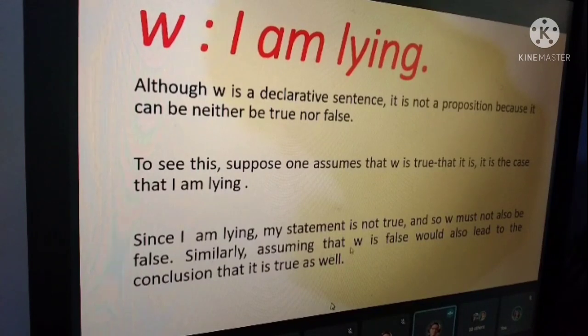Similarly, assuming that W is false, kung ang W naman ay sinasabi niyang hindi totoo, sabi niya, I am lying, nagsisinungaling ako, pero sa katotohanan, hindi naman pala siya nagsisinungaling, would also lead to the conclusion that it is true as well. So, kung sinabi yung W ay hindi totoo, tapos magsabi ka na totoo na hindi totoo, magulo, no? Answerable siya by true or false, kaya this is not a proposition.